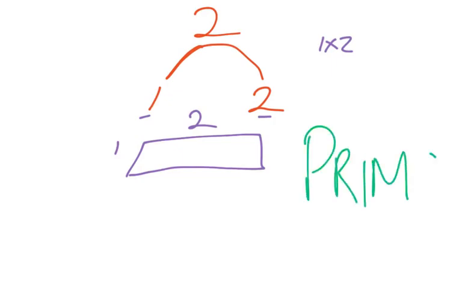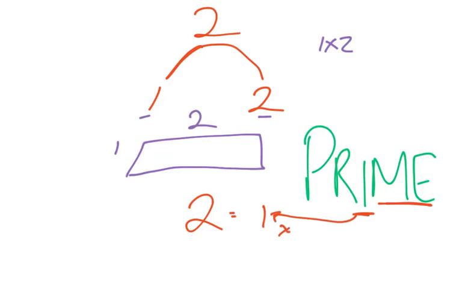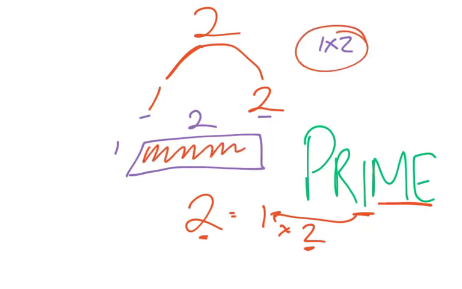Prime has only two factors, 1 and itself. So a prime number like 2, its factors are 1 and itself, 2. That's it. So a prime number only has one area model, one factor pair, or two distinct factors. Let's try another one.